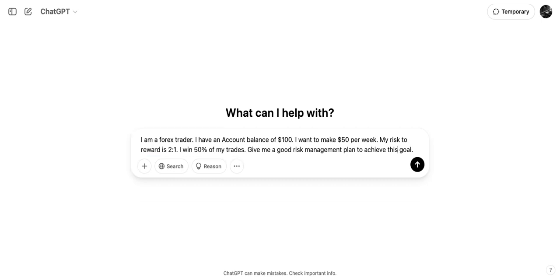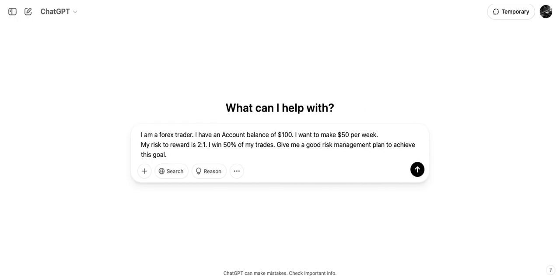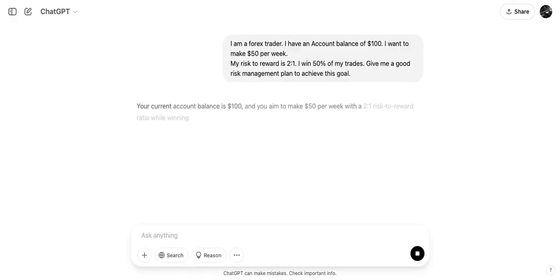Okay, so once again, let's just say I have a small account of $100. I want to make an extra $50 a week. How can I do this? So I put this in here and see what it spits out.